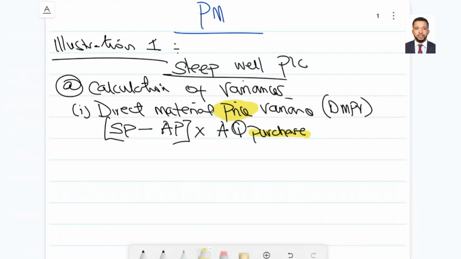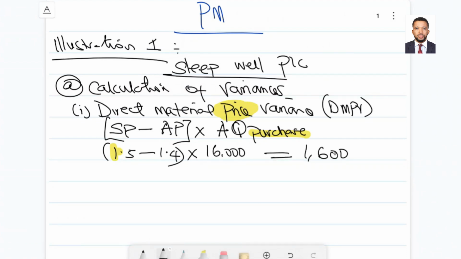Help me if you have a good calculator. Standard price is 1.5 minus actual 1.4, multiplied by actual quantity of material purchased, 16,000. How much? 1,600. Favorable or adverse? Favorable.